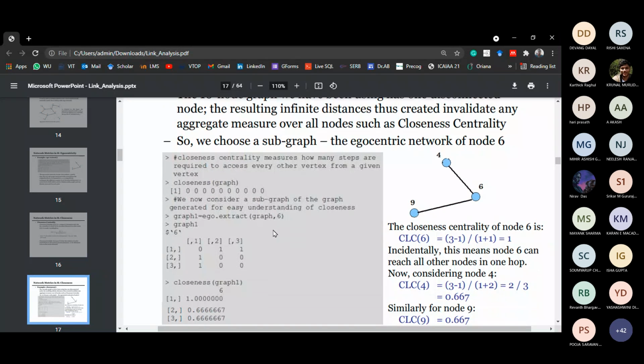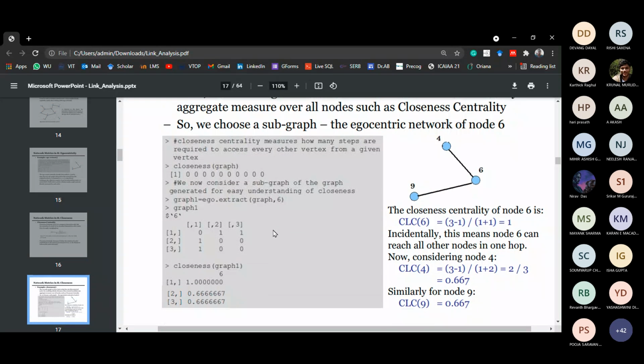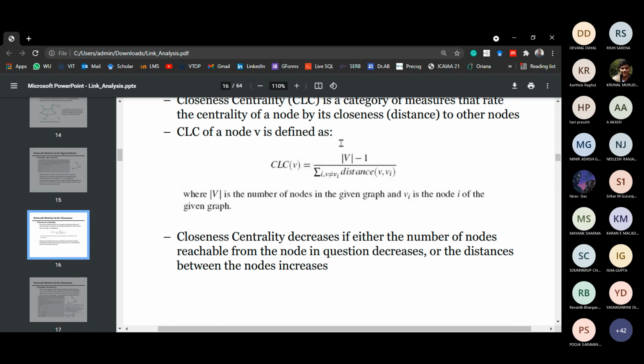You see over here, I have a small graph. I have to find out which node has the highest closeness centrality. This is my graph: 4, 6, 9. What is the formula for identifying the closeness centrality? Number of vertices minus 1, V minus 1, divided by the sum of all the distances that exist between the node V and Vi.